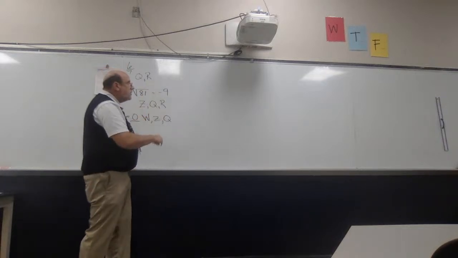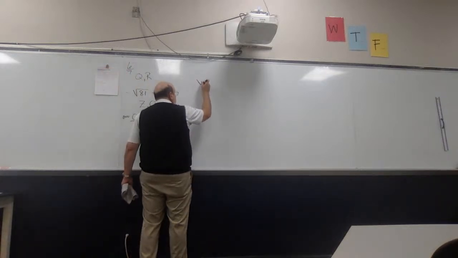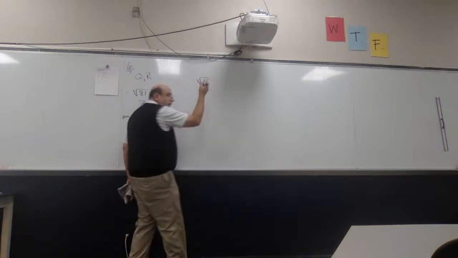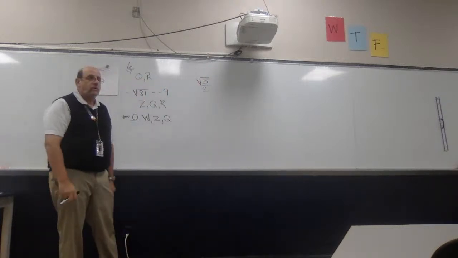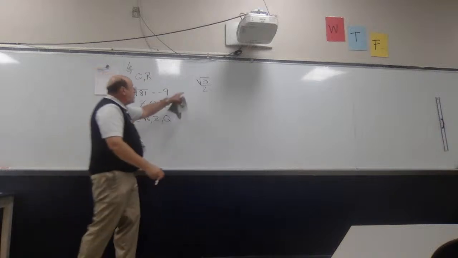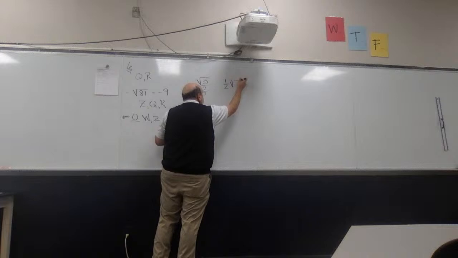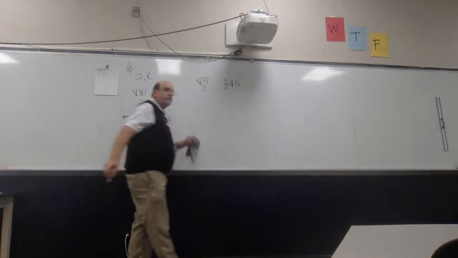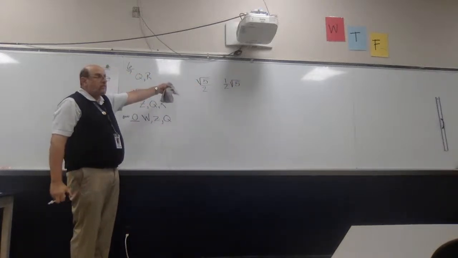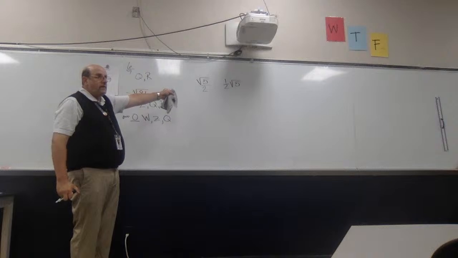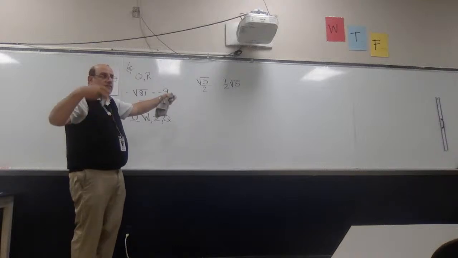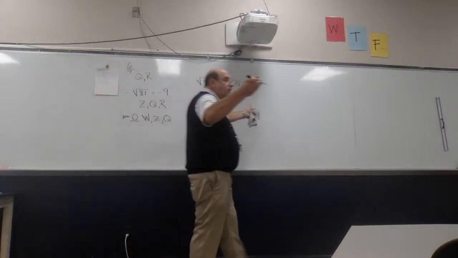Because root 5 is irrational, this whole thing has to be irrational. Because isn't this the same as that? Aren't those two things exactly the same? They are. Isn't dividing by 2 the same as multiplying by a half? Yeah. Okay.